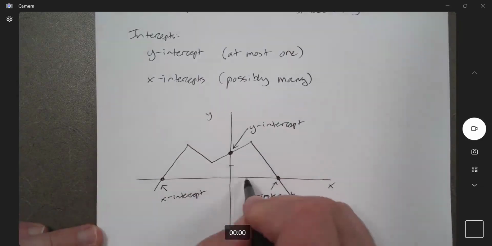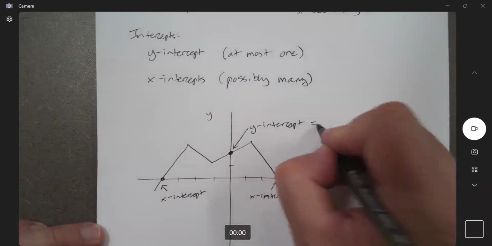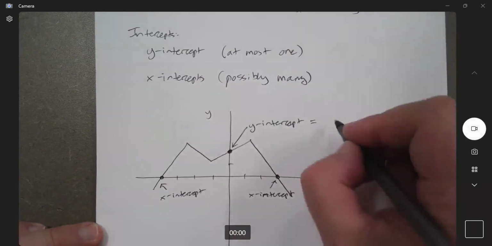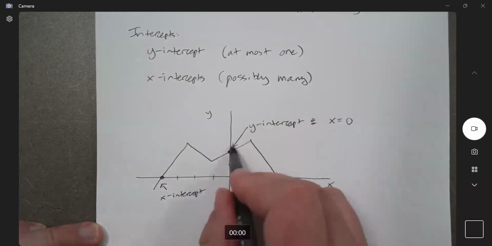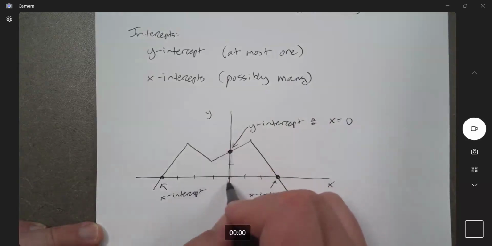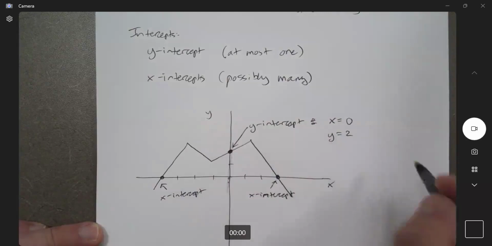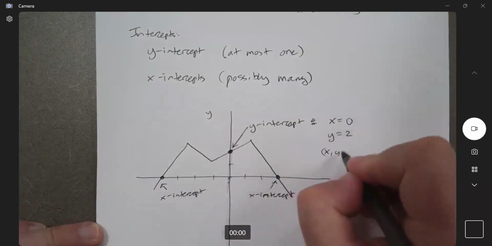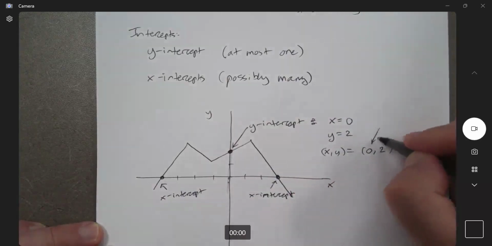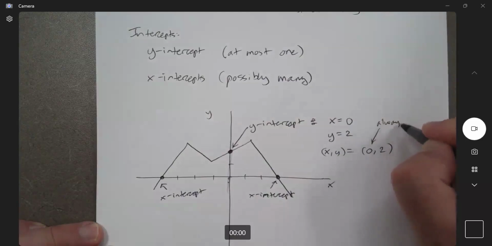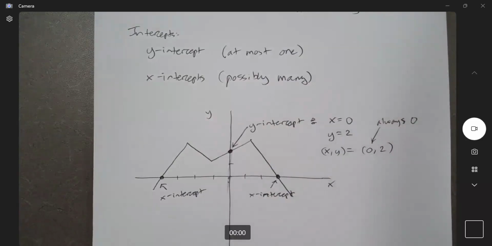And if I put a scale on here, the y-intercept has an x-coordinate of 0, because when you're vertically above the origin, your x-coordinate is 0. And the y-coordinate is 2. And so we would write that as x comma y equals 0 comma 2. The x-coordinate of the y-intercept will always be 0.